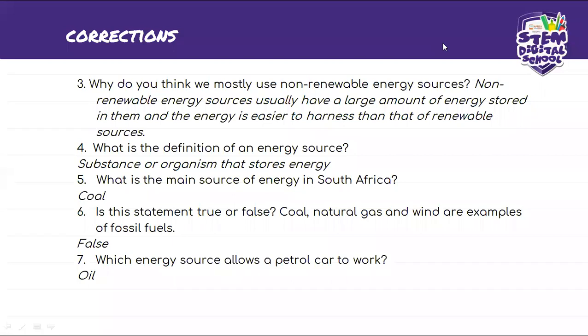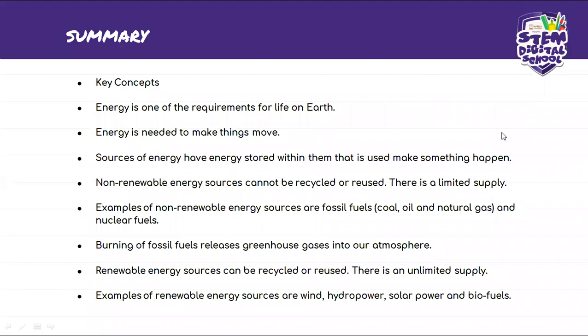All right. Now let's go on to the summary. So we have been talking about what? Energy, and we said energy is one of the requirements for life on Earth. Energy is needed to make things work. So sources of energy have energy stored within them that is used for making something happen. So energy is also needed to make things happen.